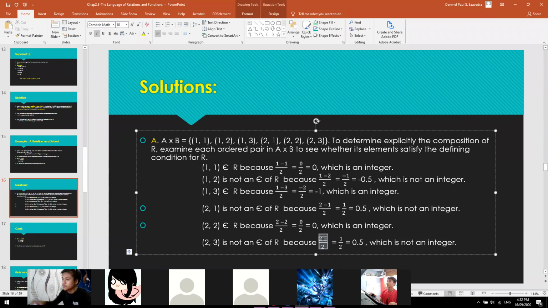2 minus 3, then you will get negative 1 half, which is negative 0.5. Again, 2 minus 3 divided by 2, okay, which is not an integer.